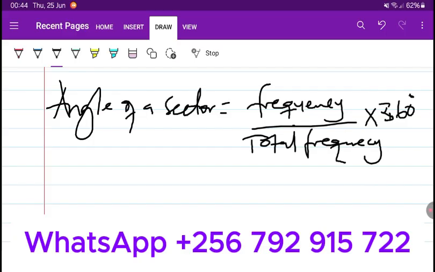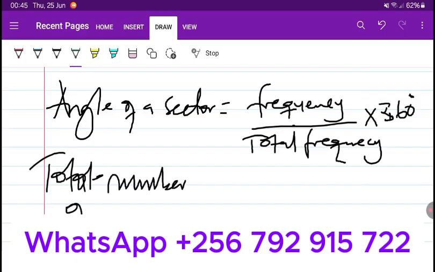Now we need to get the total frequency, and of course, in terms of the frequency here, we have the number of students. So we want to get now the total number of students.